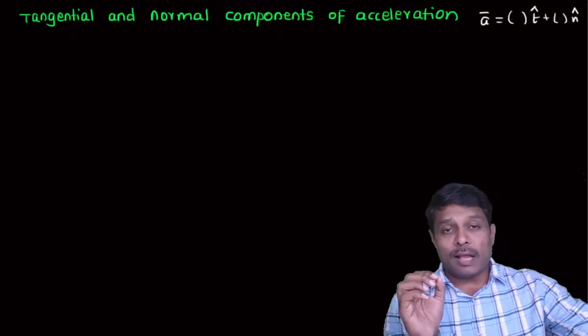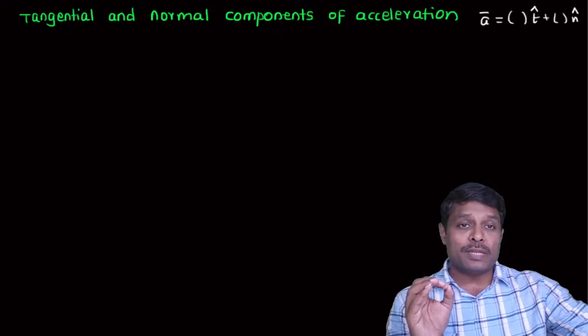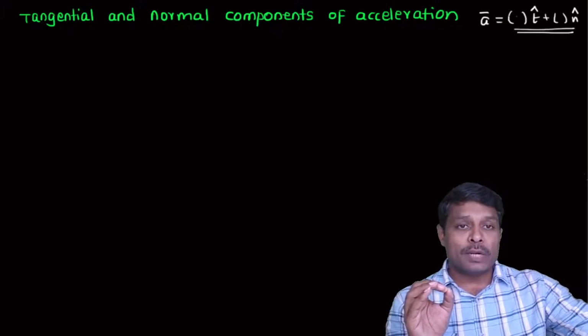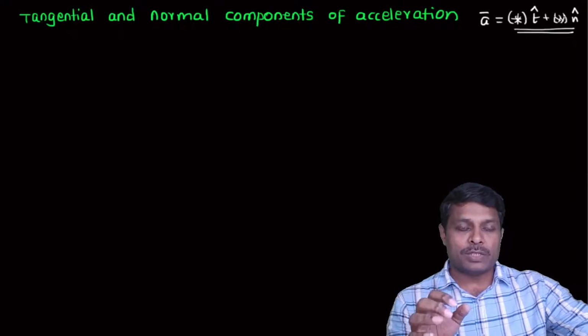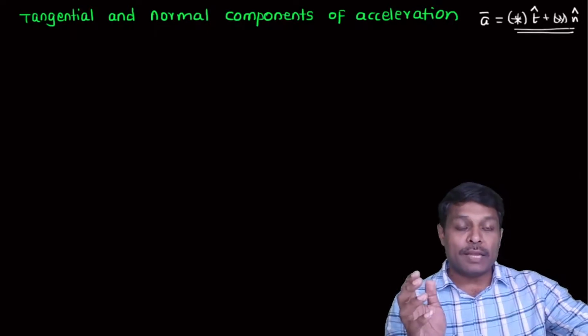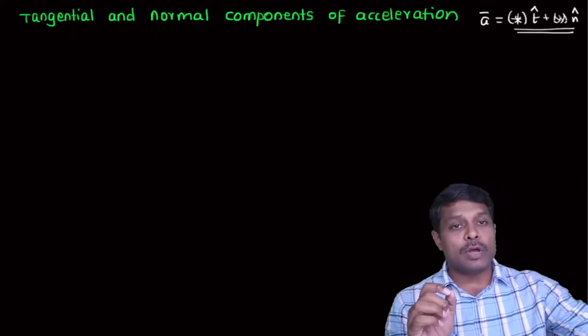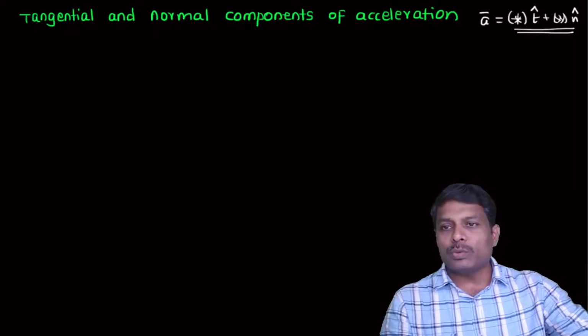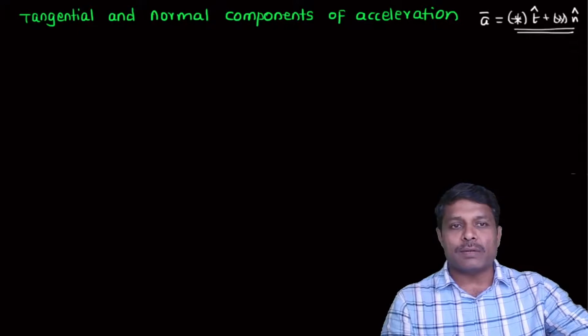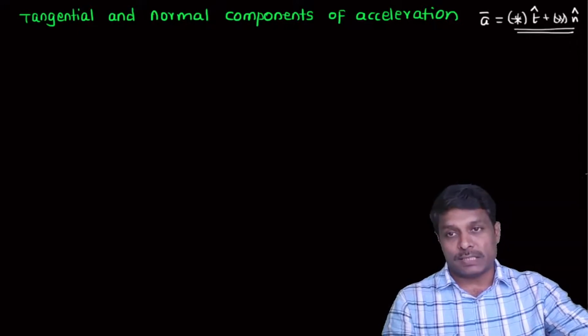When I successfully write a bar like this, whatever the expression in the first bracket is called the tangential component of acceleration, and whatever expression I get in the second bracket, the multiplier of n cap, is called the normal component of acceleration. So I have to start my answer by using the definition of acceleration.